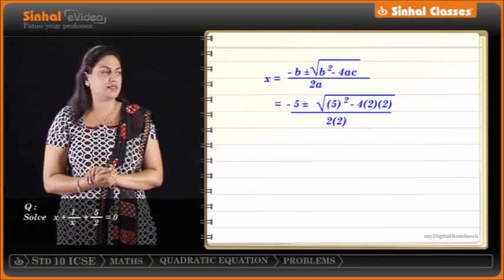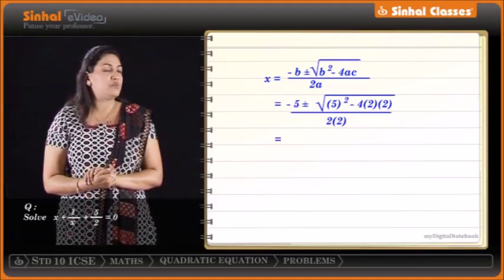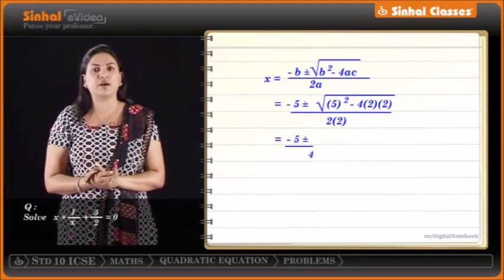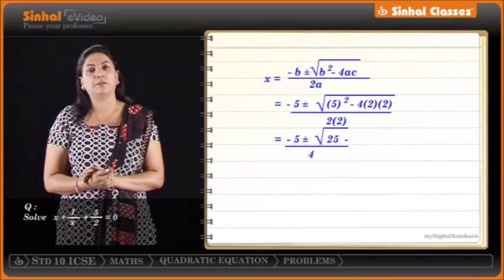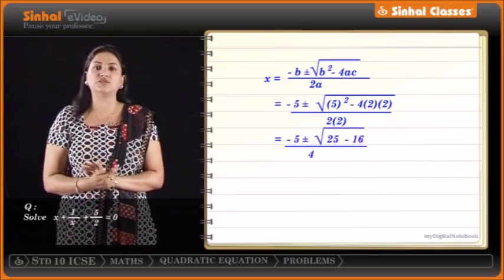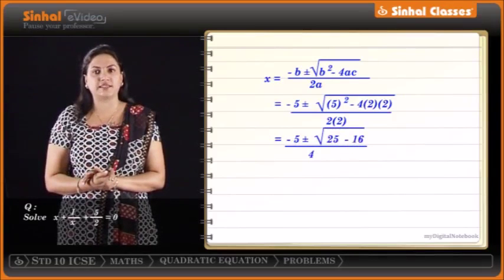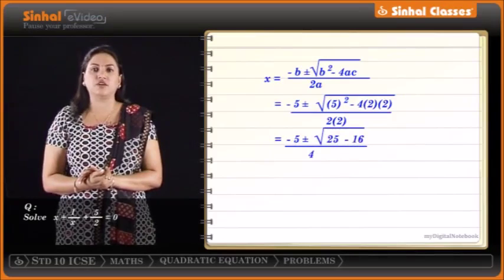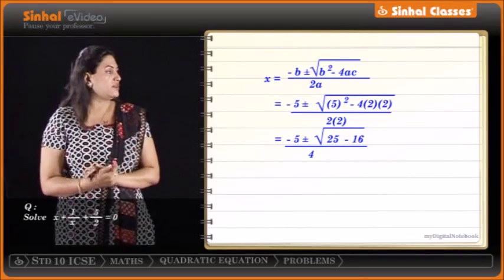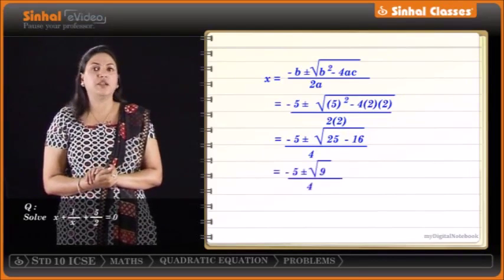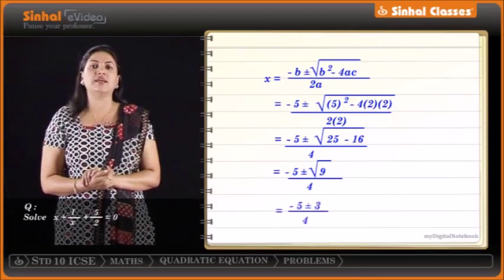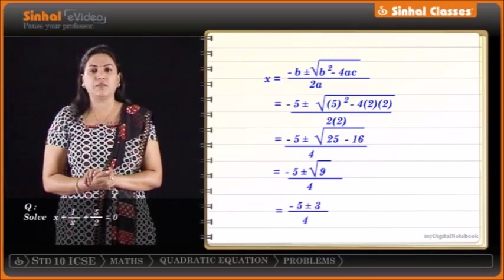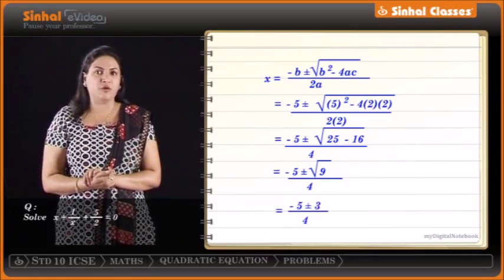Simplify this as minus 5 plus or minus. Now 5 square is 25 and from minus 4ac we get minus 16. Now in the root we have 25 minus 16 which is root of 9. So we can write minus 5 plus or minus root 9 upon 4. Now root 9 is 3. We get minus 5 plus or minus 3 upon 4.